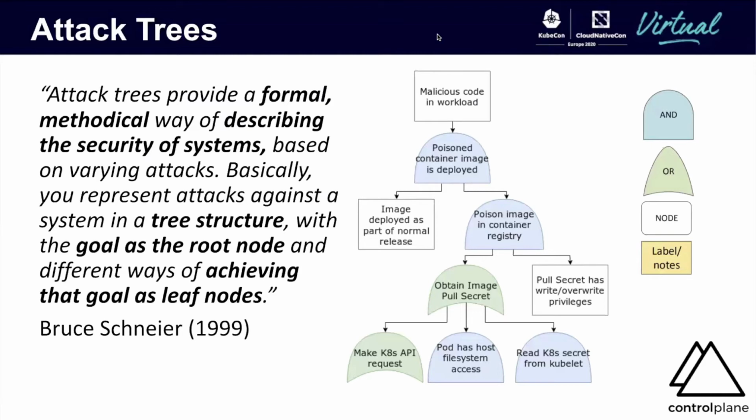Finally, there are actually three different ways in which you could obtain the image pull secret. You could make a Kubernetes API request, or you could use a running container with host file system access, accessing the password on the host, or you can obtain it from a kubelet using the unauthenticated port, for example.